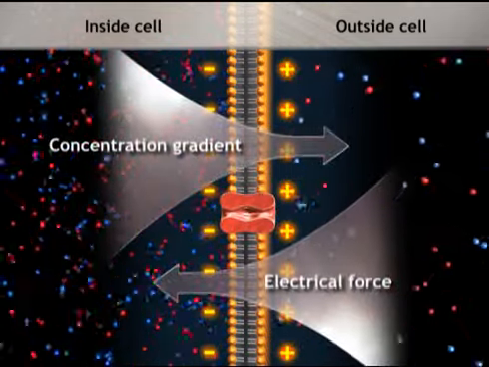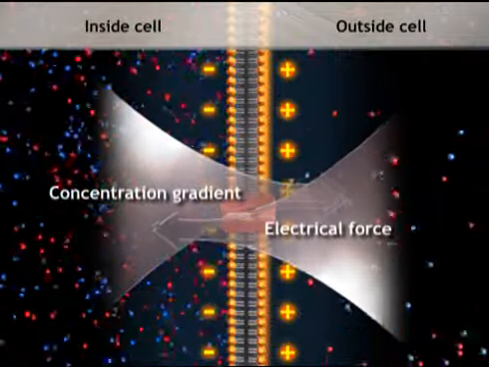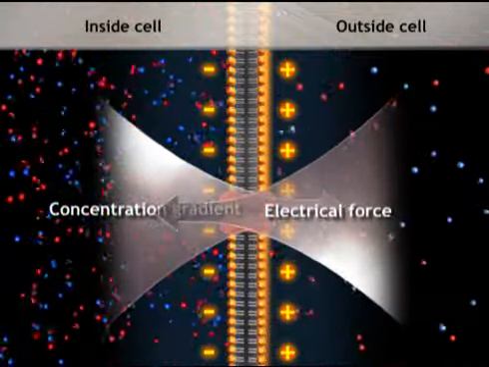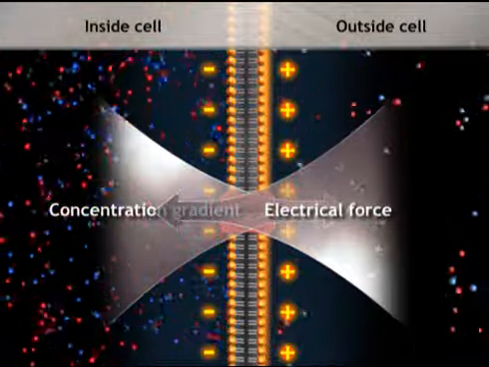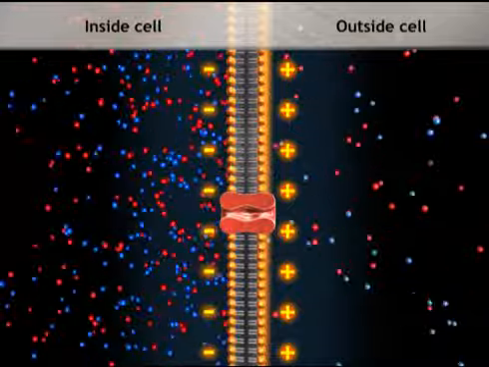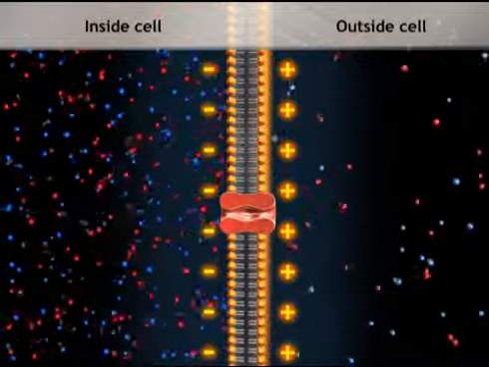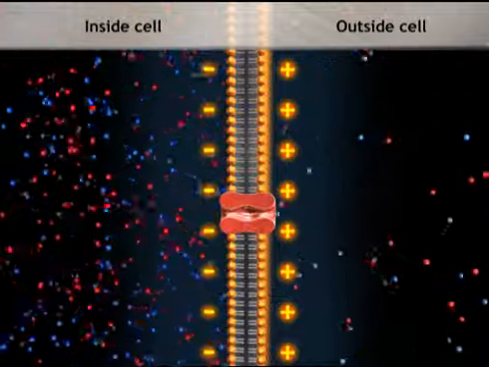This is the equilibrium potential, where electrical and diffusion forces are equal and opposite, and there is no net movement of potassium ions through the channel, despite the concentration gradient. The charge difference between the two sides is the equilibrium potential, and for potassium this is approximately -80 millivolts.